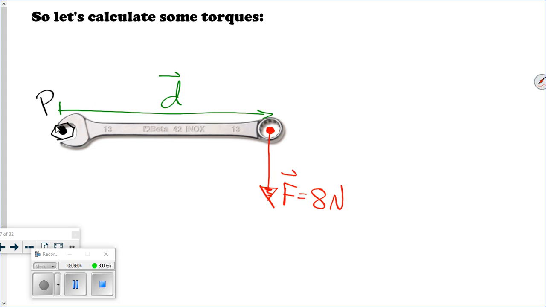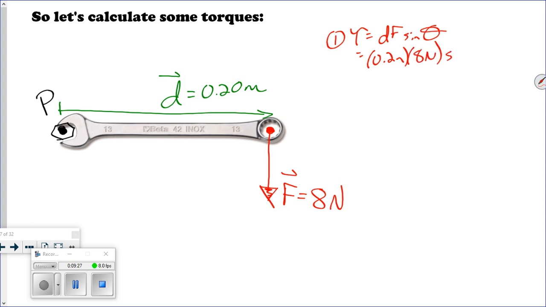So to calculate the torque applied by this force, option 1 would be torque equals d F sine theta, right? I didn't tell you the length of the wrench, did I? Let's make it 20 centimeters, 0.20 meters. All right? So to calculate our torque, we can go 0.2 meters times our force times the sine of, oh look, here I'm applying my force, and it looks like it is perpendicular to my lever arm. So it's just times the sine of 90.